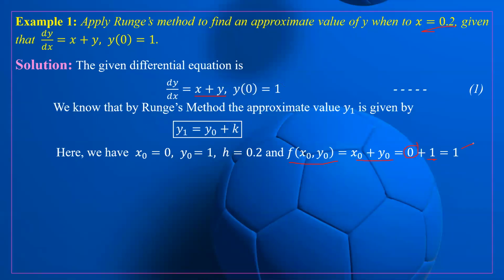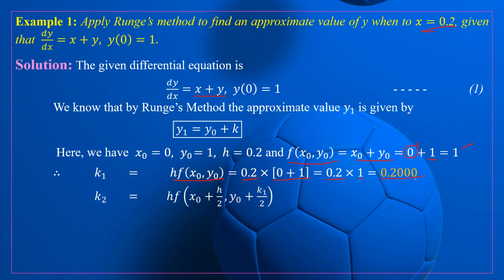So let us first calculate the value of k1. K1 is equal to h times f(x0, y0). The value of h is 0.2, and f(x0, y0) is 0 + 1. So 0.2 into 1 is 0.2000. We have to consider the approximate value up to 4 decimals, so that's why we have taken 0.2000.